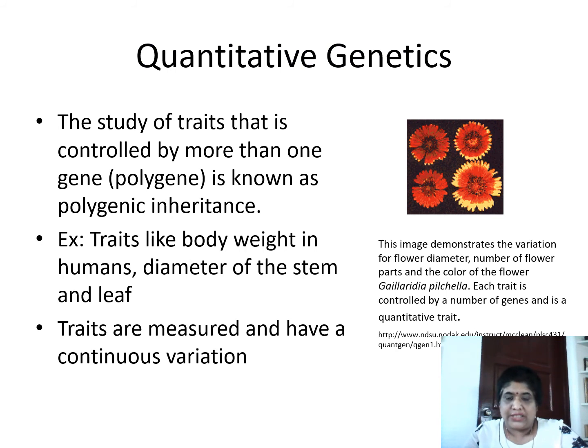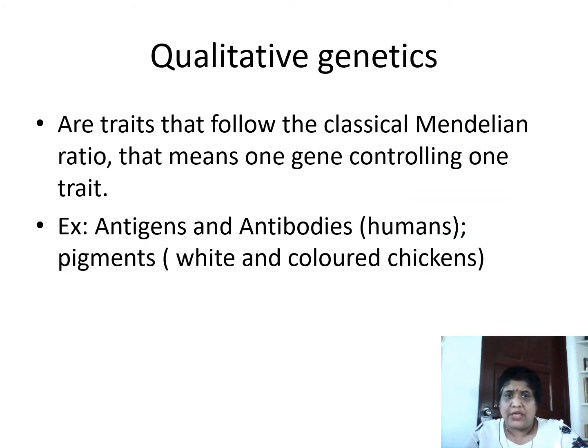So again, to refresh, it's a study of traits controlled by many genes, and it's called polygenic inheritance. In plants you can look at the diameter of the stem or the leaf, and the traits have continuous variation. Qualitative genetics is more like traits following the classical Mendelian pattern, with one gene controlling one trait. An example is antigens and antibodies, and colors in chicken, such as white, and so on.